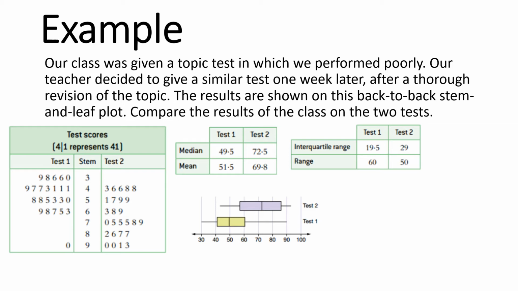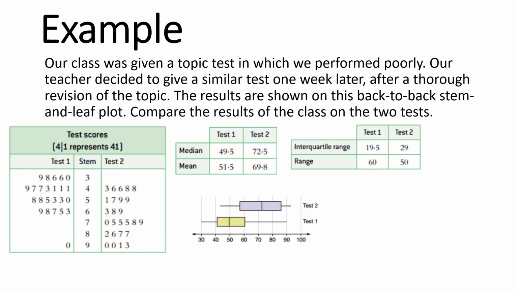So we can see that the improvement in the second test is clear to see, as the medians, which are easily found, verify this, as do the means. So if we look at test 1, the median, which is the middle of the data, was 49.5. Test 2 was 72.5. So we can see that the median has improved. The mean has also improved. So the mean is like the average. The mean's gone from 51.5 in test 1 to 69.8 in test 2. So it's improved as well.